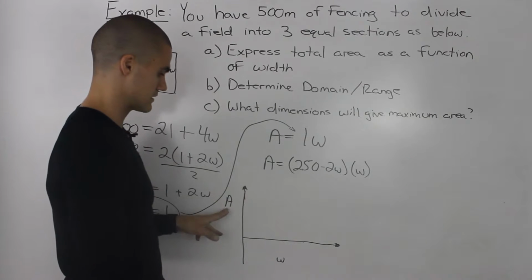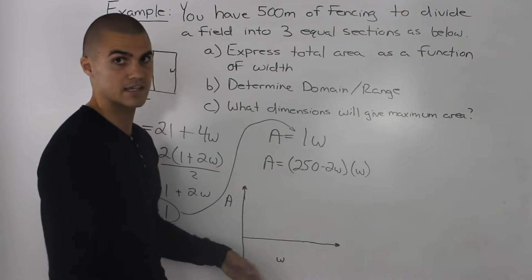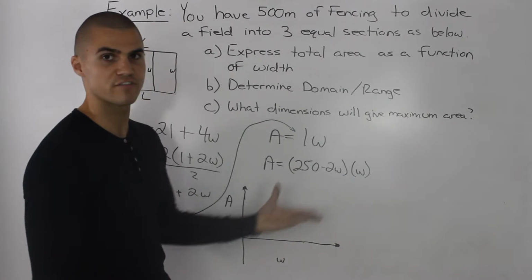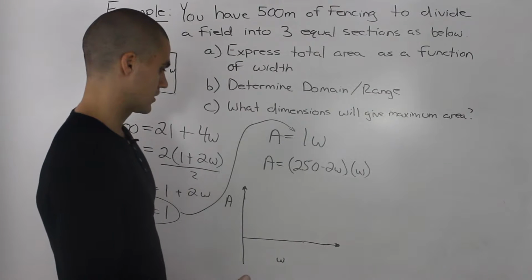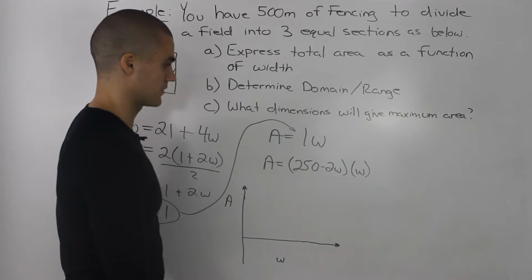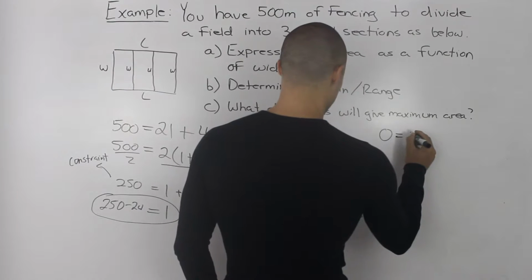Now I say that we take this function and we graph it. So we know that the area is the dependent variable and the width is the independent variable. And notice how this is a parabola. It's just in factored form. So because it's in factored form, let's find what the W intercepts are. So we set A equal to 0.